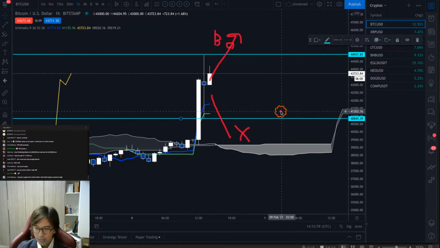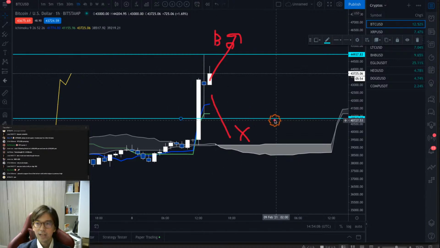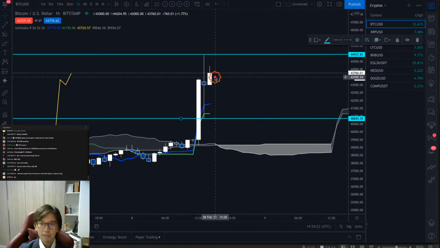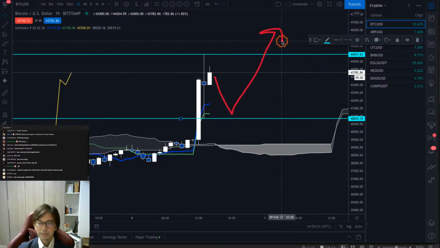I place support line at the bottom wick, which aligns to previous high. Yeah, that's true. There was a previous high at this level, about 40,000 or 41,000. There was a previous resistance, so that might also become a reversal. So it might go this way too in 1 hour chart.